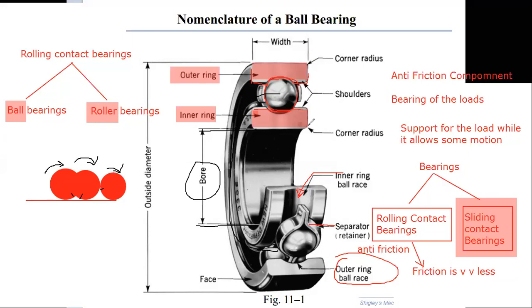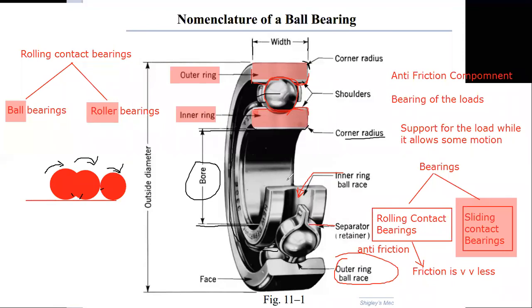Similarly, if you look over here, these corners are not sharp, and there is a corner radius to that because we don't want to have sharp corners with moving parts. This is the width of the bearing. Similarly, this portion here is known as the shoulders, so that the balls do not come out. There are shoulders that retain the balls in the groove.